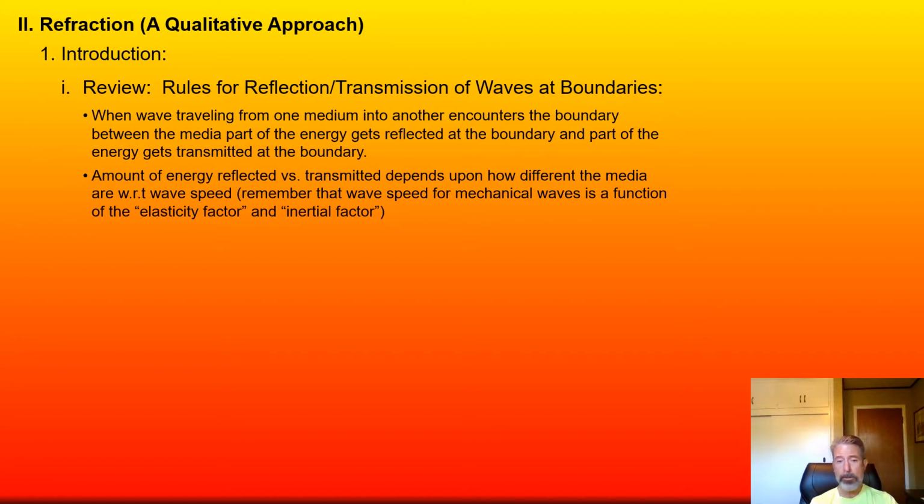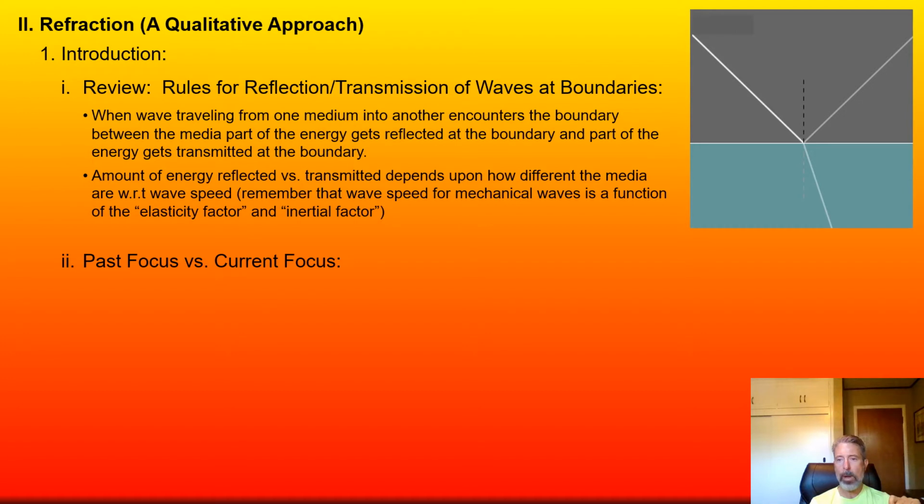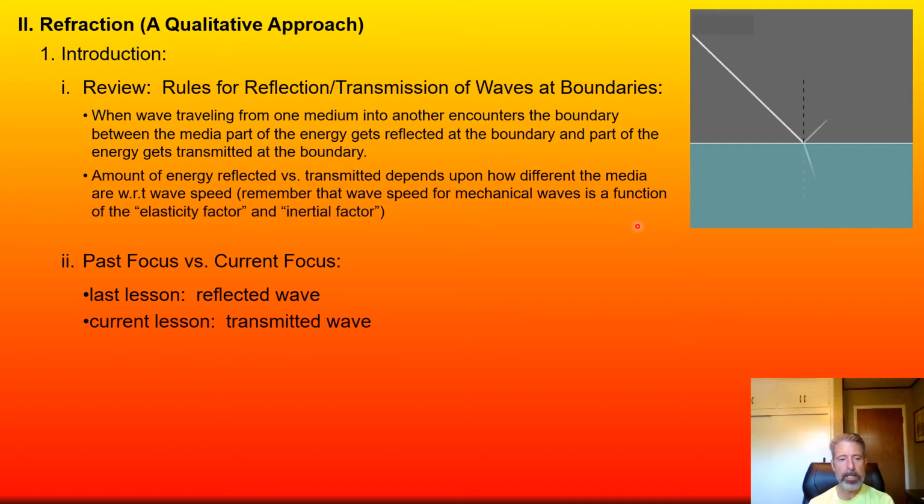And remember, we said that the wave speed depends upon these two factors. The elasticity of the medium, right? The speed of the wave is directly proportional to this elastic factor and is inversely proportional to this inertial factor, which is typically measured by the density of the media. Last time, you see here in the simulation, when the wave comes in and encounters the boundary, we see that some of that energy gets reflected here. So we have a reflected wave. That's what we talked about last time. But this time we're going to focus upon what happens to the transmitted wave. Last lesson we looked at the reflected wave. In today's lesson, we'll be focusing exclusively on that transmitted wave.